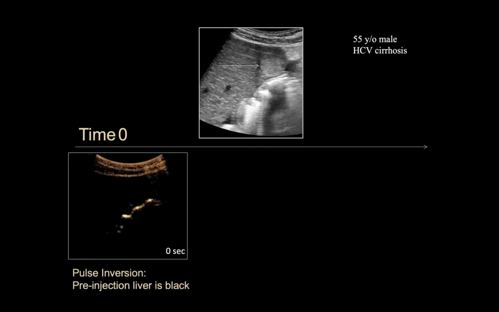So this is a male with HCV cirrhosis, and you can see his cirrhotic liver appears gray and coarse, and then the arrow points to an echogenic, slightly exophytic nodule arising in the liver. So this nodule is well over our threshold where we must confirm its diagnosis. So at time 0, we can see that when we turn on our contrast-specific imaging, so that image at the top corresponds with the image at the bottom. And at time 0, we can see that the gray liver has disappeared and that the echogenic nodule has similarly disappeared.